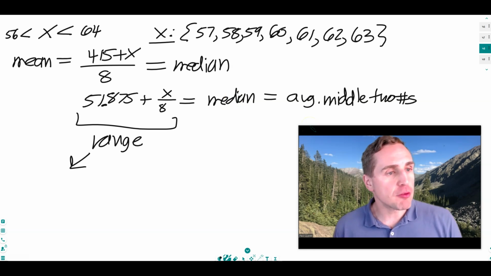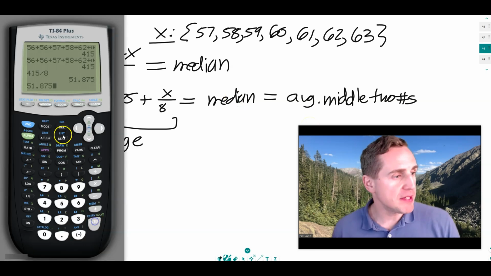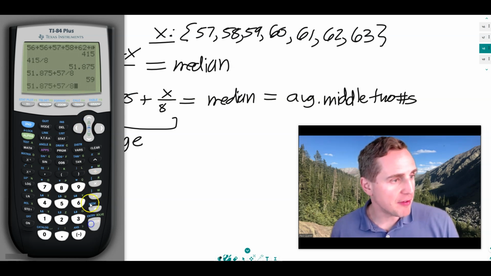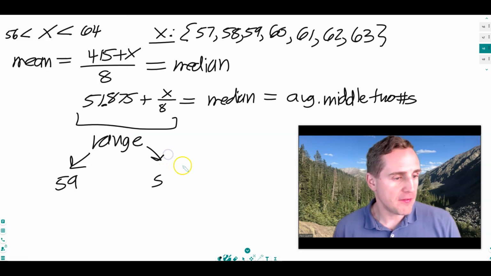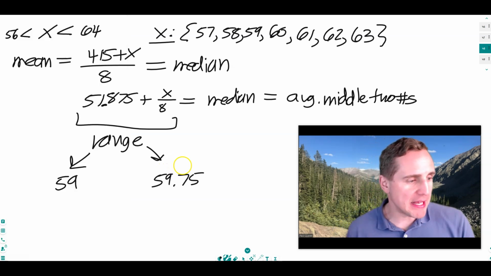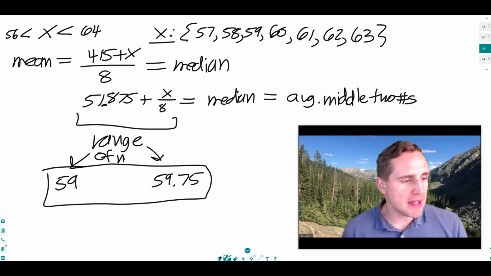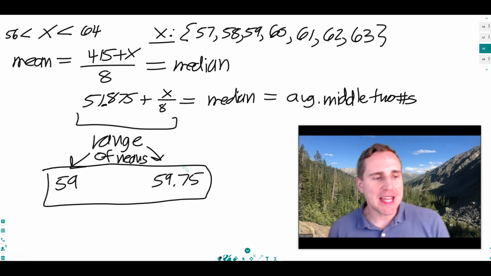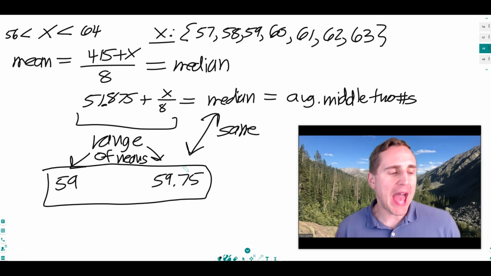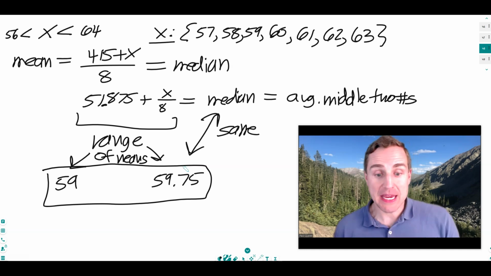Now, in terms of the range, if I put in 57 here, I would do this number plus 57 over 8, so that's 59. And then how about if I did 51.875 plus 63 over 8? So that covers the whole range. That's 59.75. Now that's a big clue. That means this is the range of the means. Remember, the median has to be exactly the same as the mean. The mean and the median have to be the same. So let's look at our data set.